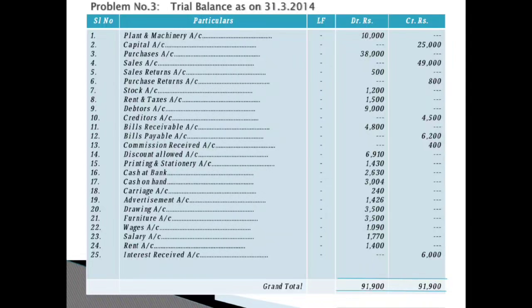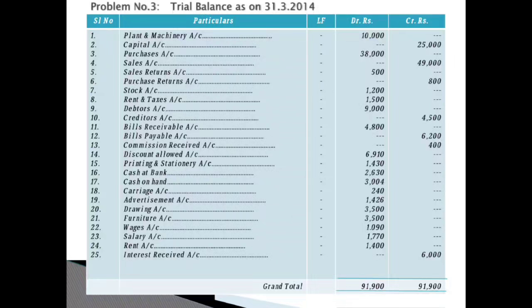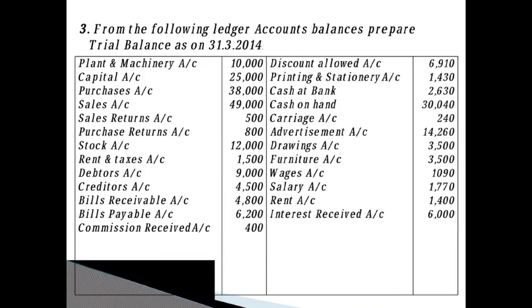Okay. The next you have cash on hand 30,040 rupees. Cash on hand means again it is an asset which shows us debit balance. See 17th one, cash on hand 3,040 rupees it is. Okay, 30,040 rupees, just make a change there. Okay, 30,040 rupees.